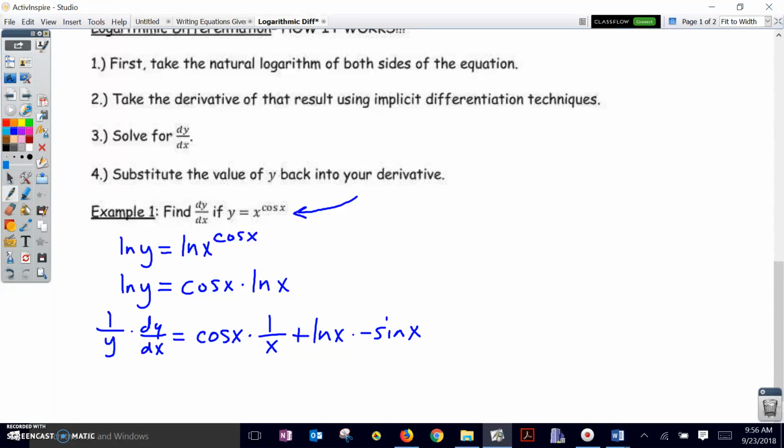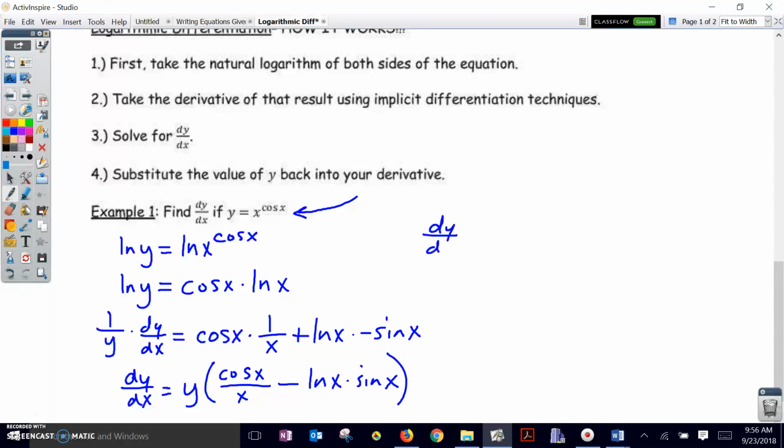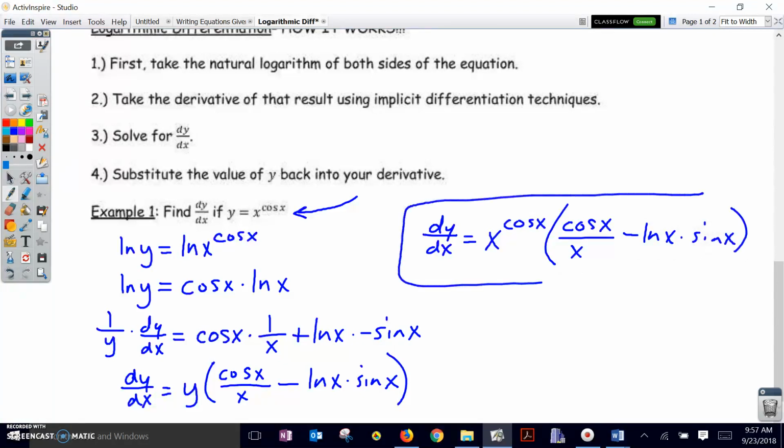Okay? And now I'm going to multiply both sides by y. So dy dx is equal to y times the quantity cosine of x over x minus the natural logarithm of x times the sine of x. And now I'm just going to substitute y back in, and I have my derivative. So I put x to the cosine of x in here for y, and there's my derivative. And that's how logarithmic differentiation works.